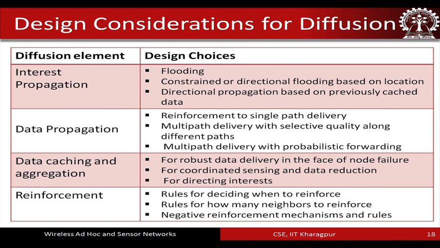So, there are different design considerations for directed diffusion with respect to interest propagation, data propagation, caching and aggregation, reinforcement, and so on, and these are for you to go through. It is quite simple to understand, so I do not need to elaborate on this particular slide.